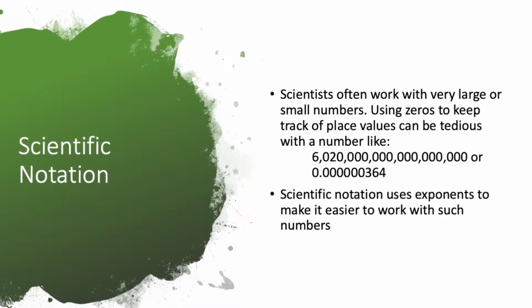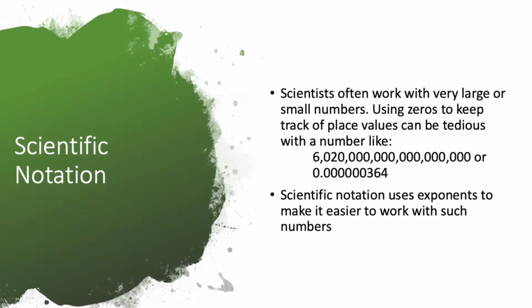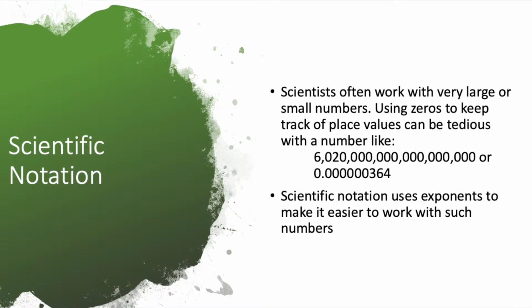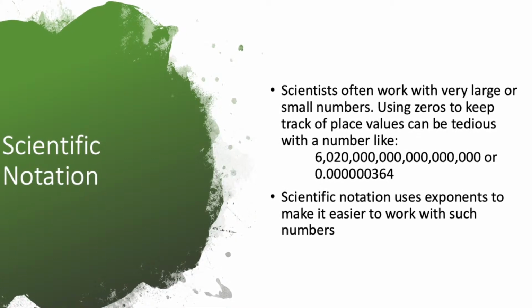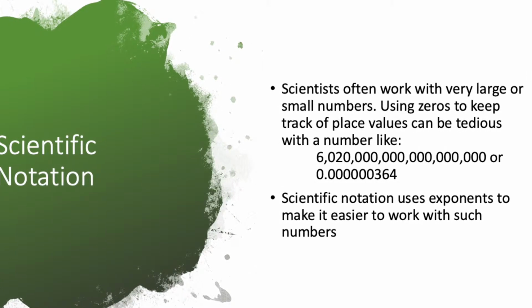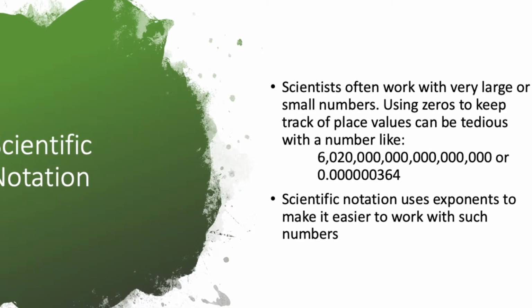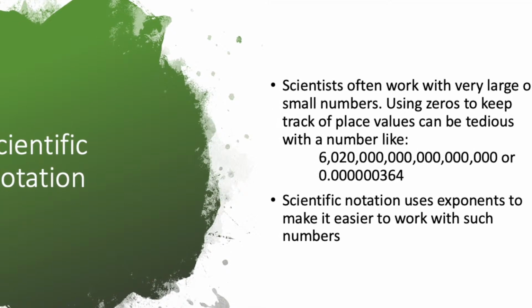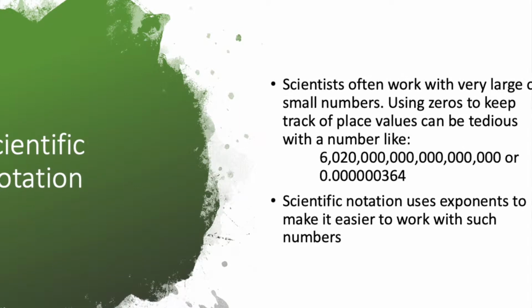Scientists often work with very large or small numbers. Using zeros to keep track of place values can be tedious with numbers like the following two. Scientific notation uses exponents to make it easier to work with such numbers that are really big or really small.